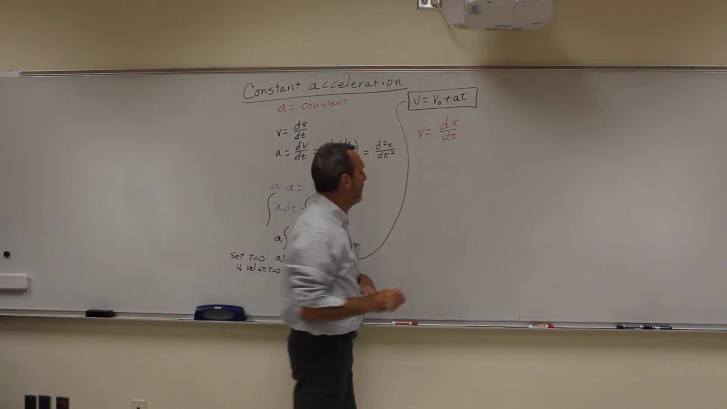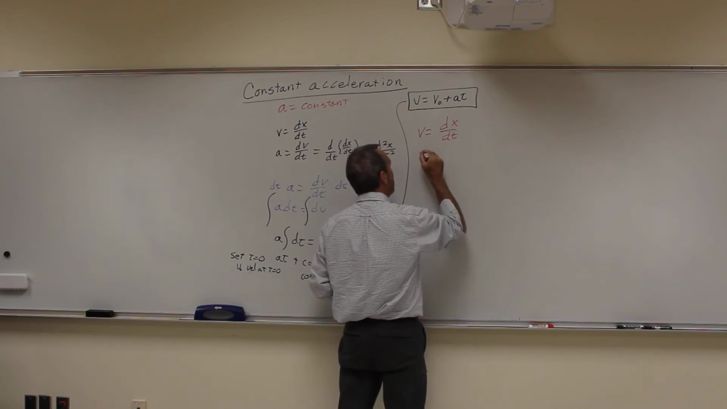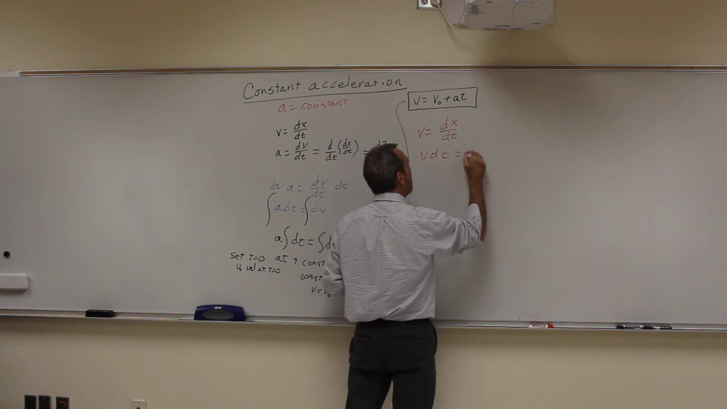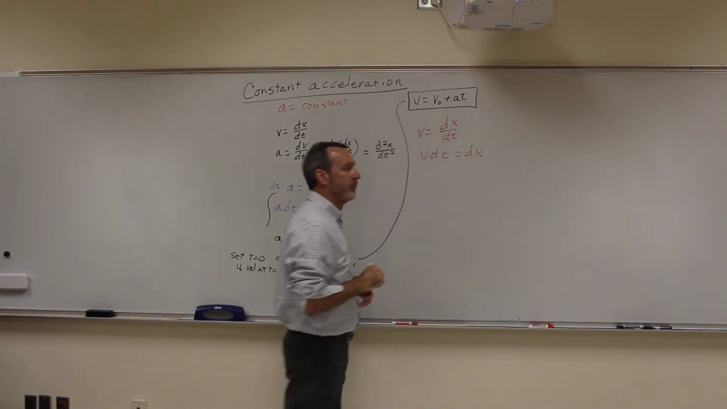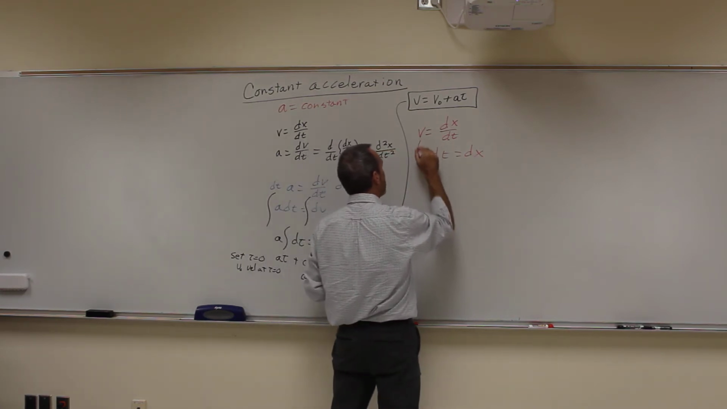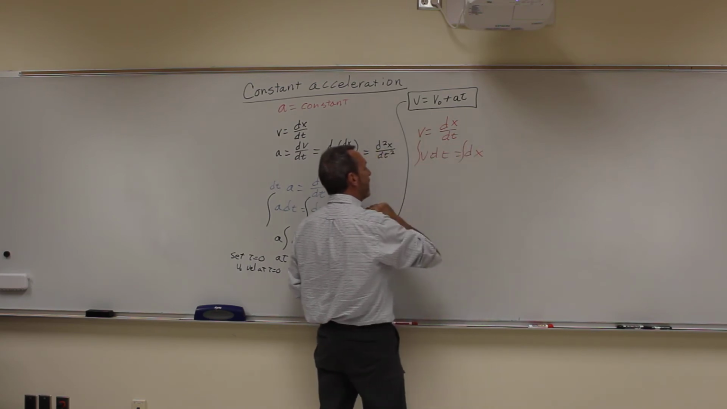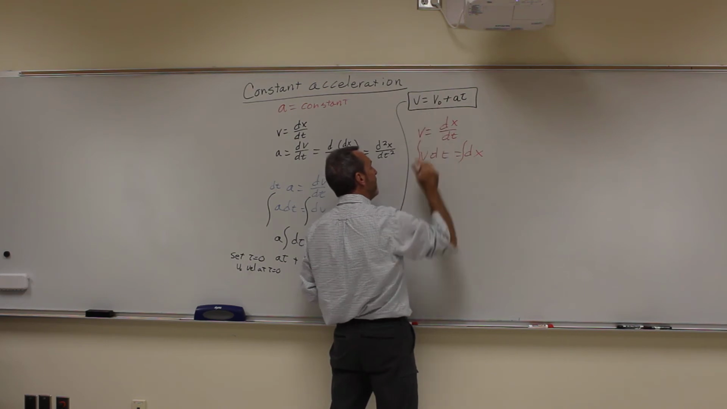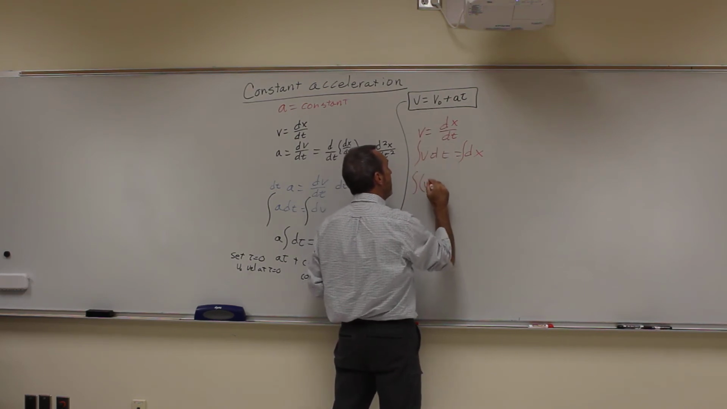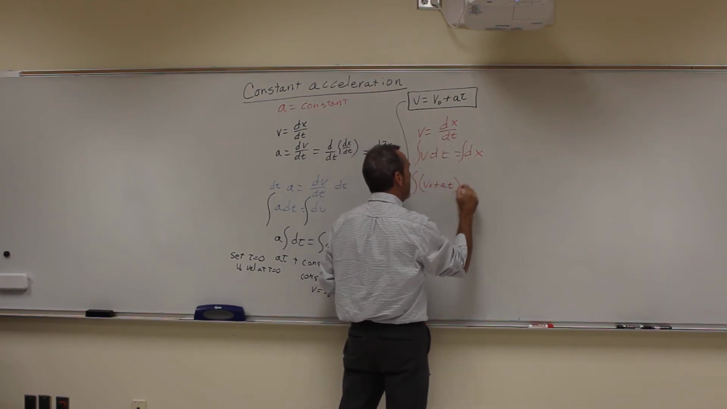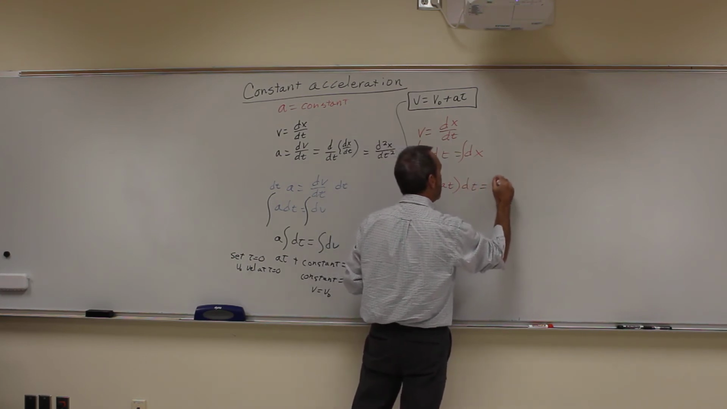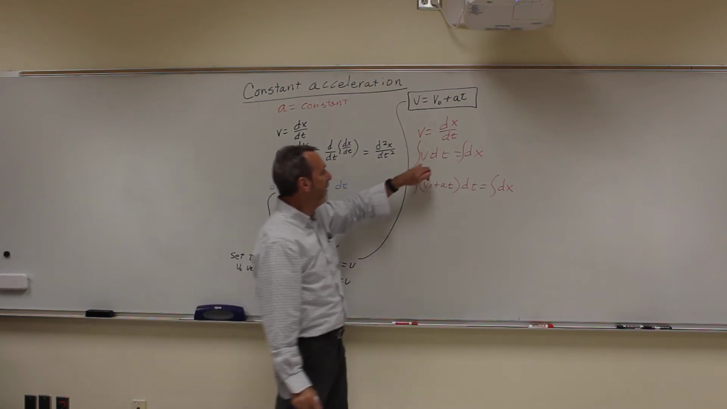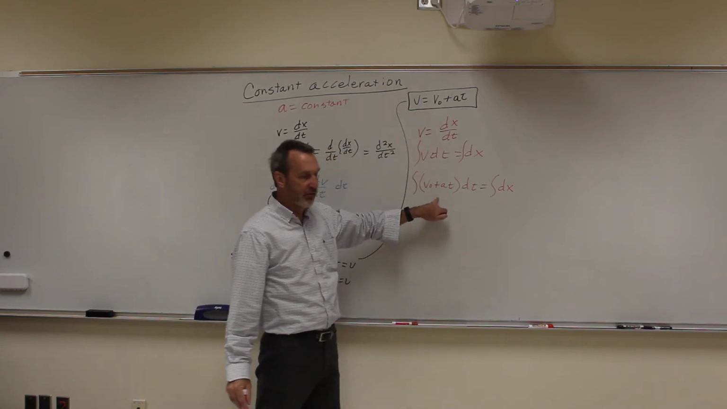And I'm going to perform the same thing. I'm going to multiply by dt. I'm going to get v dt is equal to dx. And then to get rid of the differential, I'm going to integrate. Now v is not a constant, but I know what v is, so this becomes the integral of v naught plus at dt is equal to the integral of dx. So all I did was substitute for v into this equation.